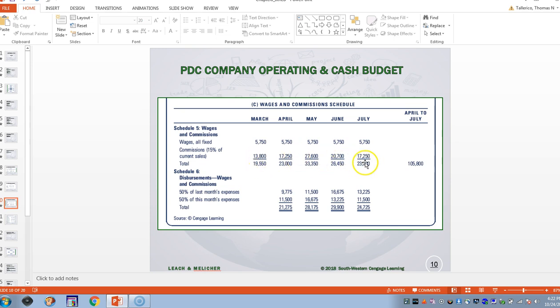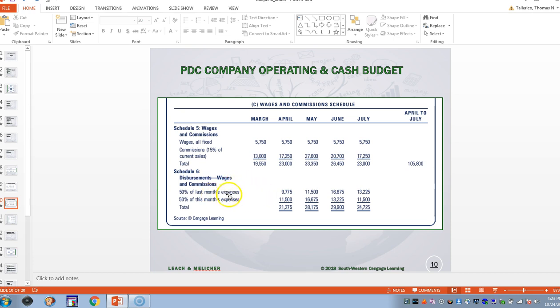If you have any questions on that, that should be in your book, let me know. And again, we just add these up, okay? And we get the total wages and commissions here. All right, so after we do that, we now take the disbursements of the wages and commissions.